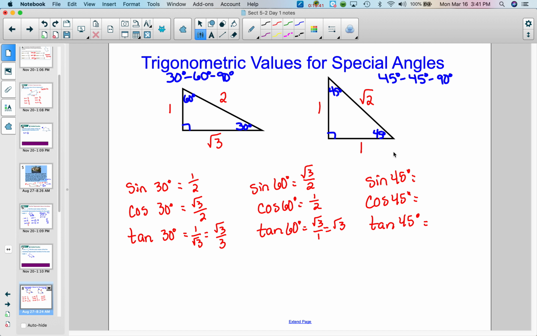Sine of 45 degrees is, and it doesn't matter which one you're at because they're both 45, opposite over hypotenuse, so 1 over root 2, which rationalizes to root 2 over 2. Cosine 45 degrees, adjacent over hypotenuse, you get the same thing, 1 over root 2, so root 2 over 2. And for tangent 45 degrees, you get opposite over adjacent, 1 over 1, which is 1.